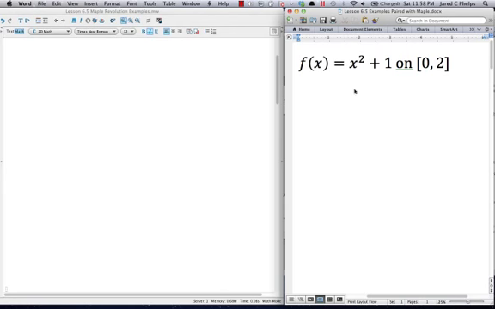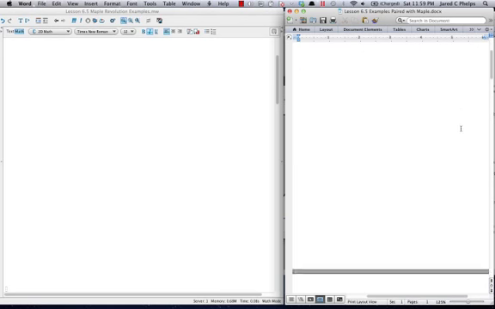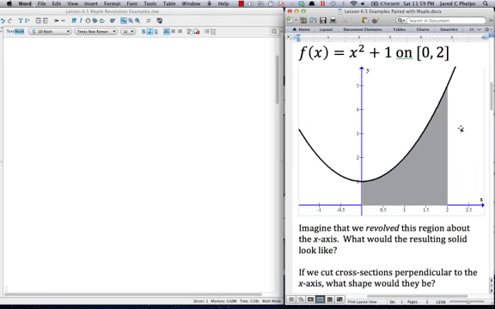So the first thing I need you to do is over here on the right, sort of mentally consider what does f of x equals x squared plus 1 on the interval from 0 to 2 look like. So between 0 and 2 on the x-axis, what does that look like? Hopefully we all have a strong sense of that. That should just look like this parabola shape, and if it's between 0 and 2, we're looking at the region there. Last week we would have computed the area of that, and that's fine.